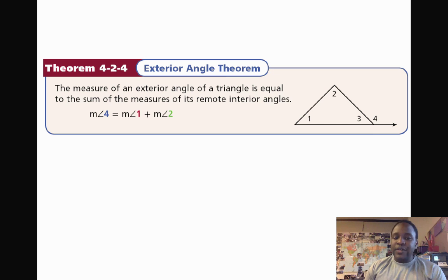The measure of the exterior angle of a triangle is going to be equal to the sum of the measures of its remote interior angles. So the measure of angle 4 is equal to the measure of angle 1 plus the measure of angle 2. This is because of triangle sum theorem, these three angles will add up to 180 degrees, and angle 3 and angle 4 are always a linear pair. So angle 1 and angle 2 are supplementary with angle 3, and angle 4 is supplementary with angle 3. So since they're both supplementary to angle 3, we can then say that they're equal to each other.